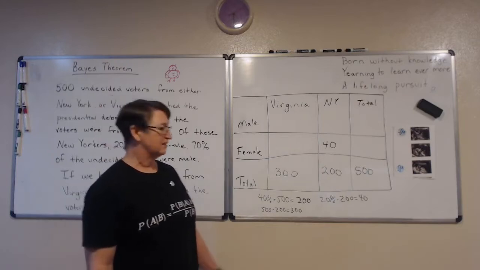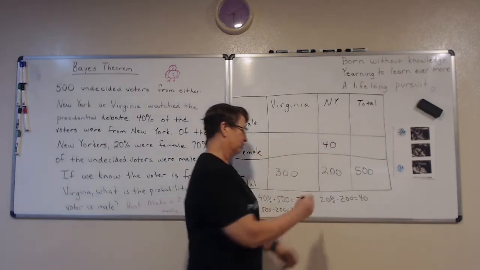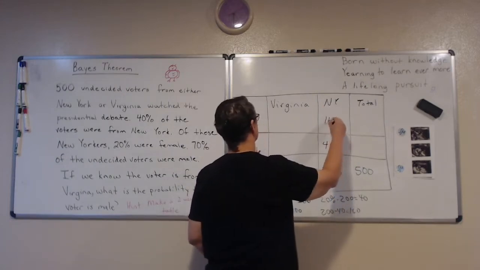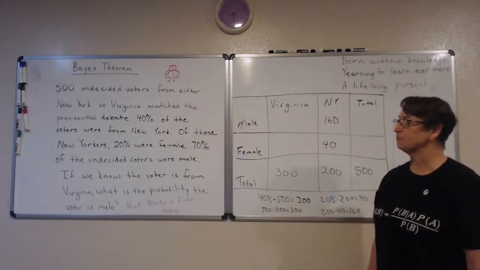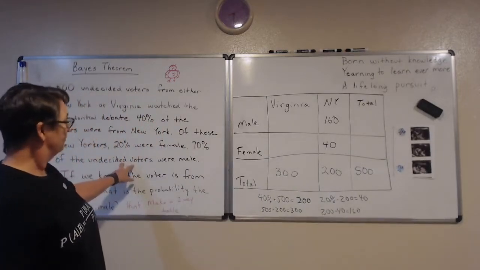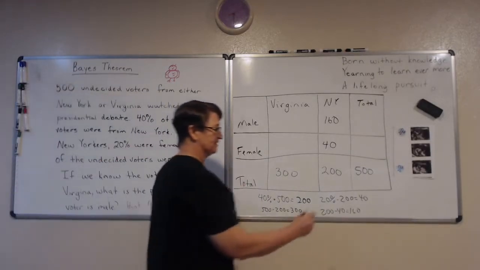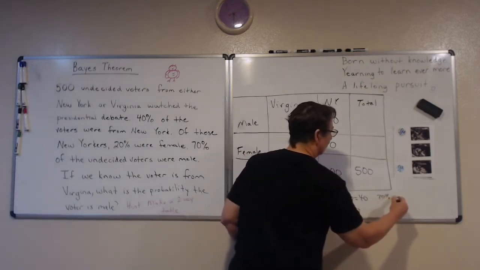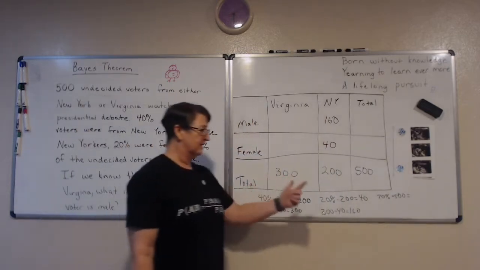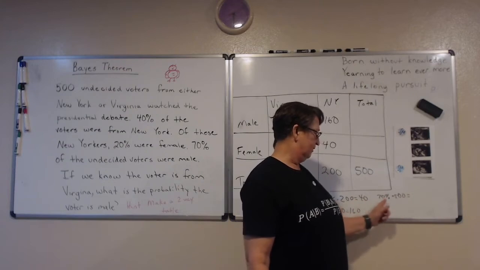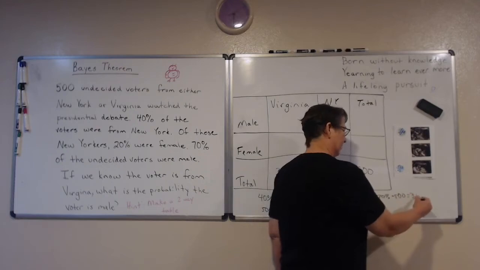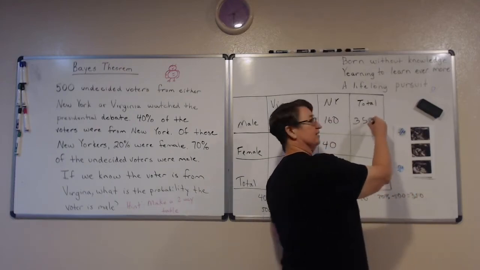So then the rest of them, I'm doing 200 minus 40 to get that 160 that are male. And then 70% of the undecided voters were male. So now I'm looking at all 500 of them. I'm doing 70% of the 500. So again, I know that 10% is 50. Multiply that 7 times. So 7 times 5 is 35 with a 0 on the end. I got 350. Is that what y'all got?